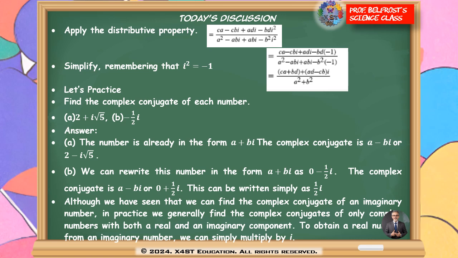Let's practice. First, you need to find the complex conjugate of each number. A is very straightforward. You just need to negate the i square root of 5 part to be 2 minus i square root of 5. How about B? B has no real part. You can express it as 0 minus half i. Then you just negate the minus half i part to be 0 plus half i, or simply write it as half i. That's done.